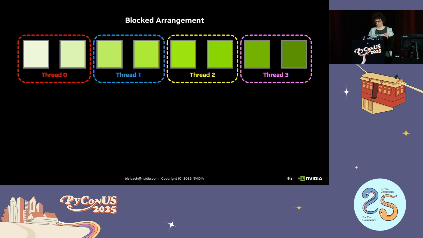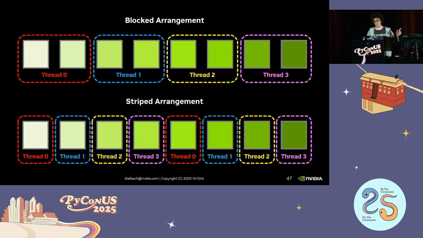So in our first naive example, we had what is called a blocked arrangement of the aggregate tile of items that each thread block handles. So each thread was responsible for a contiguous set of items in the global input and output. But then in our second example, we switched to a striped arrangement, which is often more efficient, where the aggregate tile is partitioned across the thread block with a stride of the thread block size.